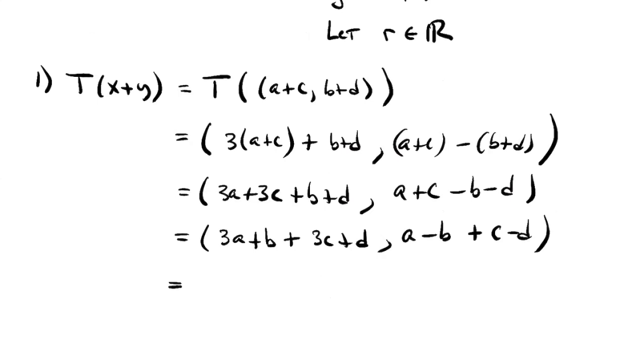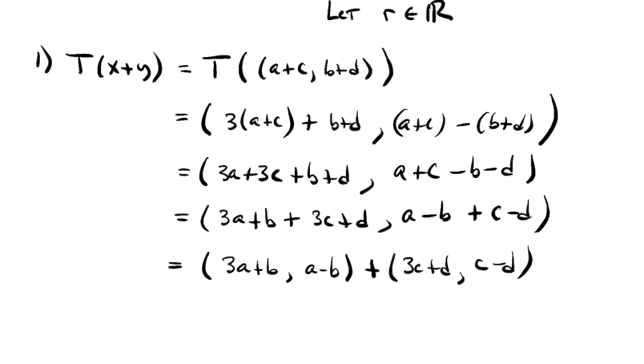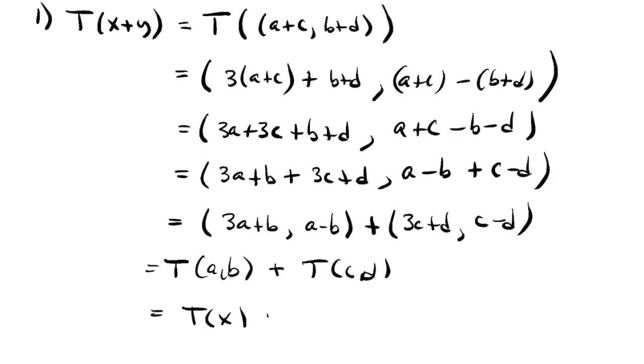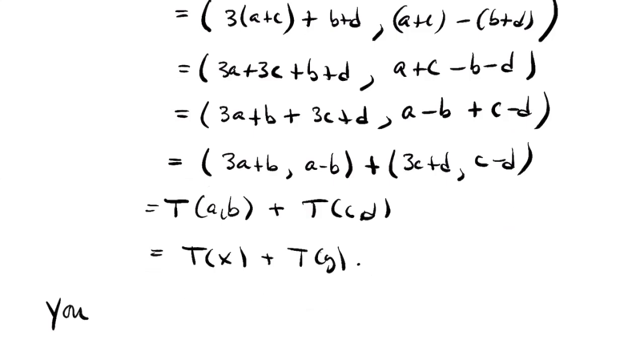because that to me looks like the pair (3a + b, a - b) plus the pair (3c + d, c - d). Yeah, and that precisely looks like T of (a, b) plus T of (c, d), and that's precisely T of x plus T of y. Good. All right. So there's a computation that T of x plus T of y is equal to T of x plus y. I think I'm going to leave it to you. This is a good breadcrumb trail.